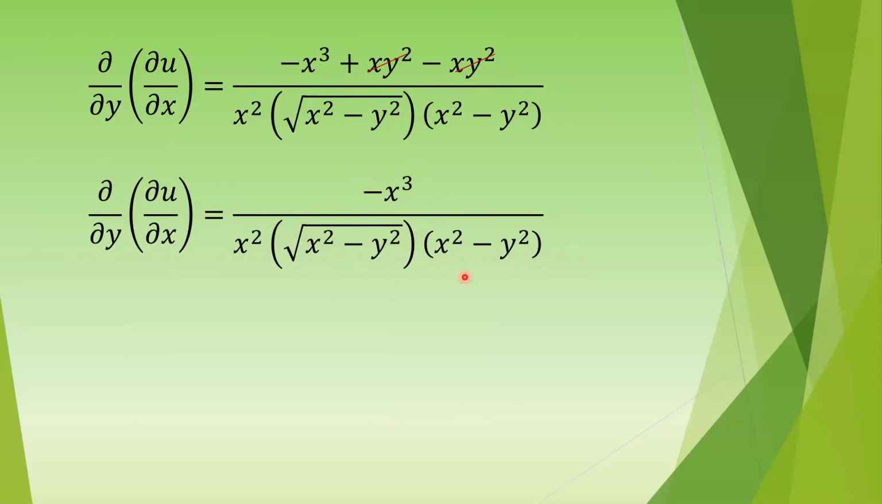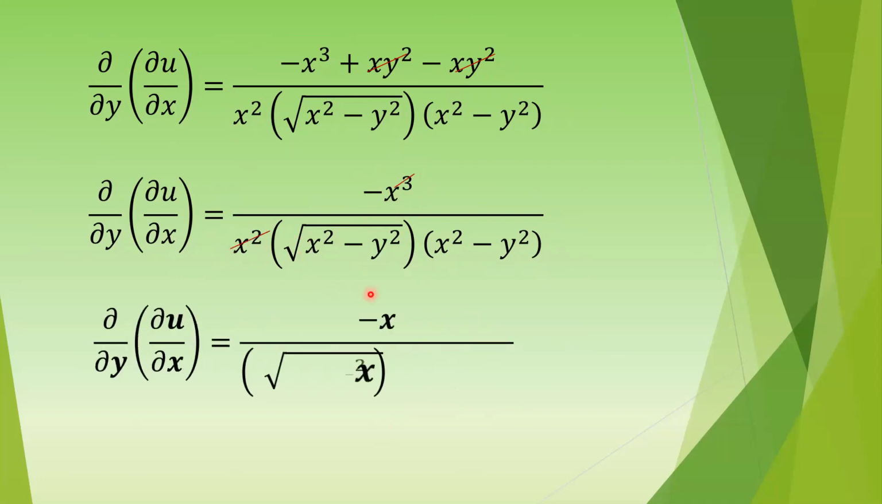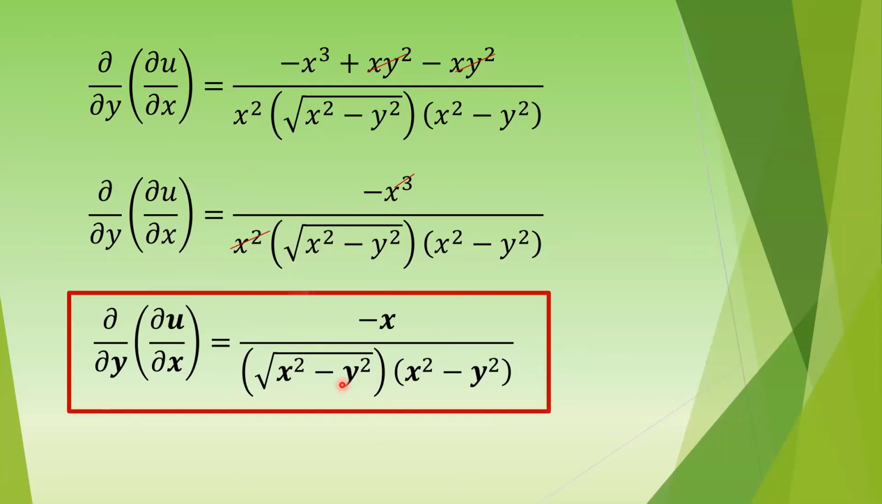Since ito ay naka-product, pwede tayo mag-cancel ng common sa taas saka sa baba. Pareha silang may x squared. So, cancel ngayon yung x squared. Kaya meron ka na lang negative x over square root of x squared minus y squared times x squared minus y squared. So ito yung partial derivative ng u with respect to x, next with respect to y.